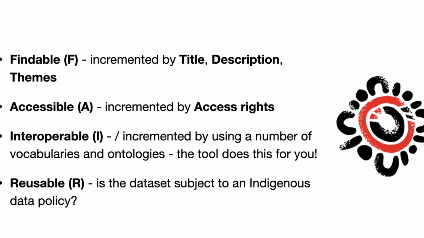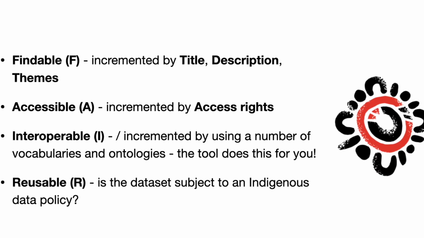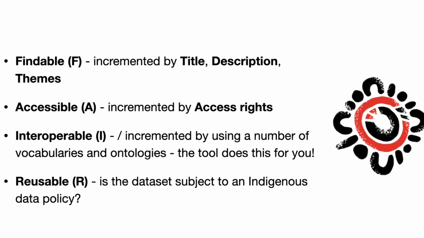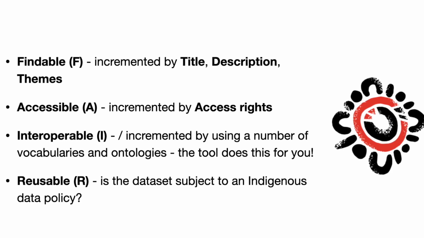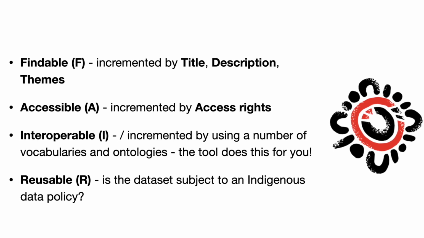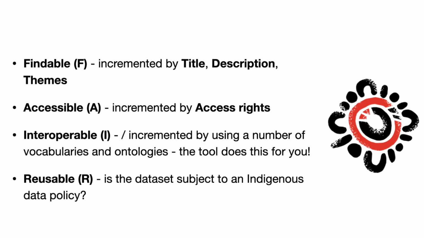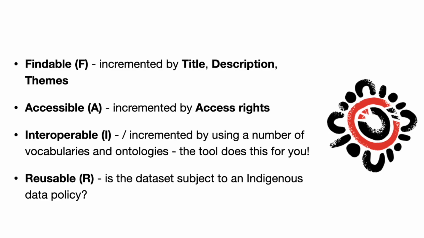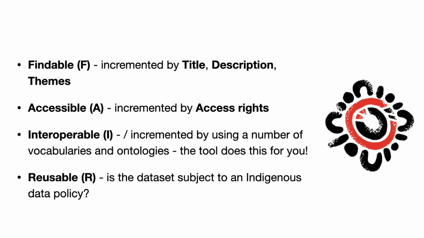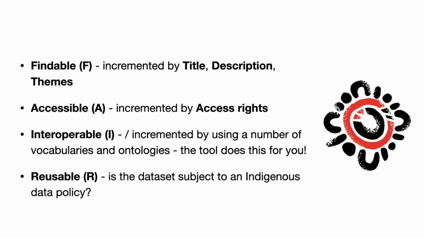The F for findable score is incremented as you add descriptive metadata such as title, description, and the themes. The A, for accessible, score is incremented as you add values from the access rights field in the rights form. The I for interoperability score is incremented by metadata that is machine readable and uses shared vocabularies and ontologies. Don't worry, the form is supporting you in doing this. Whenever you select a value from agent roles, policy types, themes and so on, the tool is making your catalogue record interoperable.